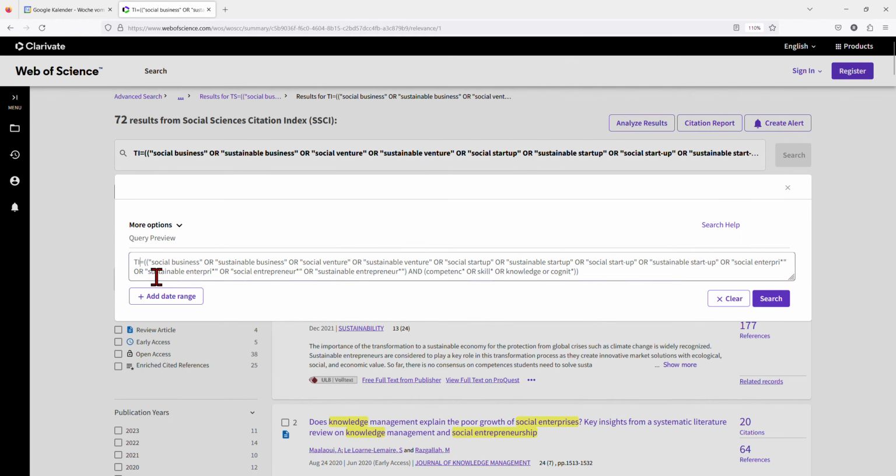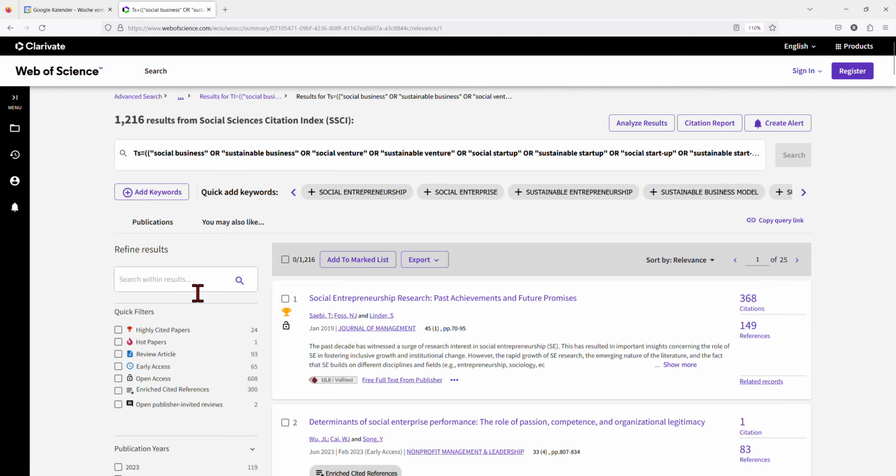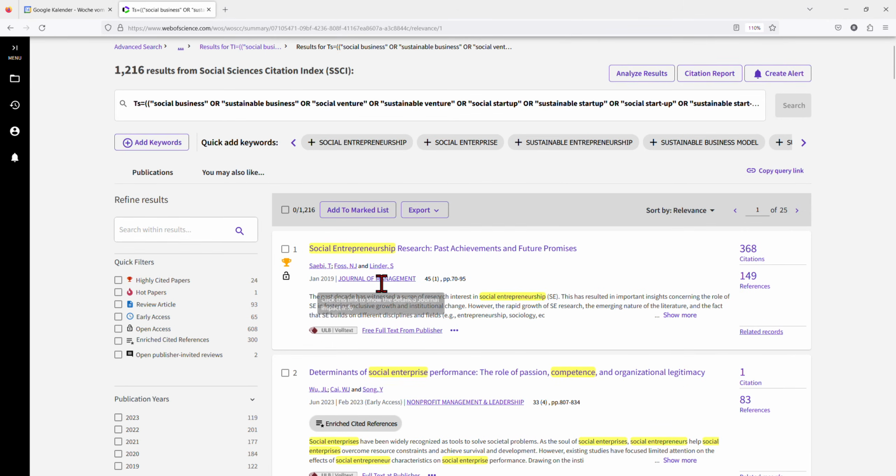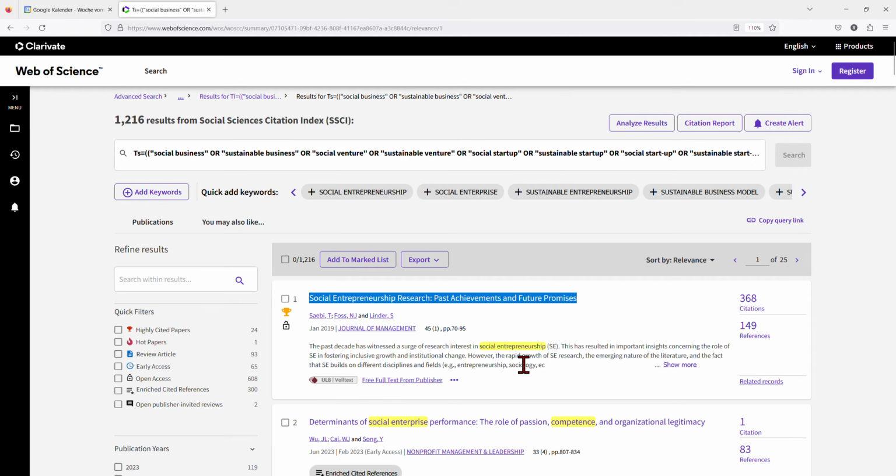While if you're going for the TS here, you see that you just end up here, for example, the first one is social entrepreneurs research, past achievement and future promises. So there might be something on knowledge, on competencies in there as well, but it's probably not as specific as the others that we found here.